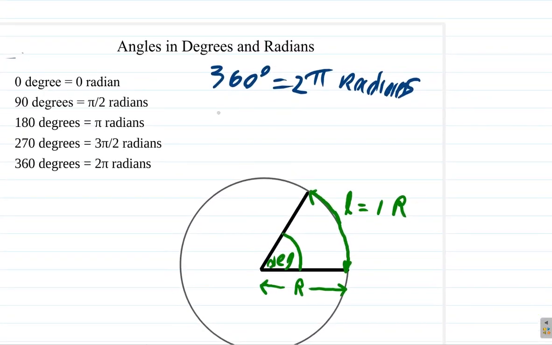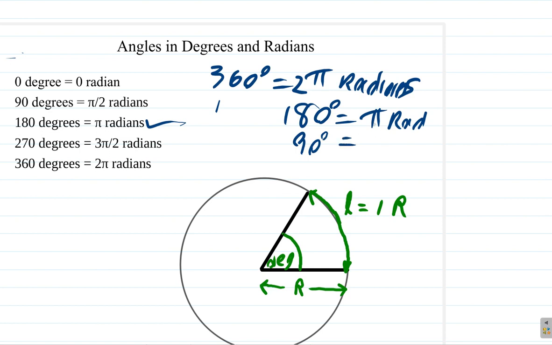So half of 360, you get 180, is equal to pi radians. If 180 degrees is equal to pi radians, if you half 180, you get 90, equal to half pi, which is pi over 2 radians, and so on. Three quarters: 3 times 90 is 270. 3 times pi over 2 is 3 pi over 2. And so on. Alright?